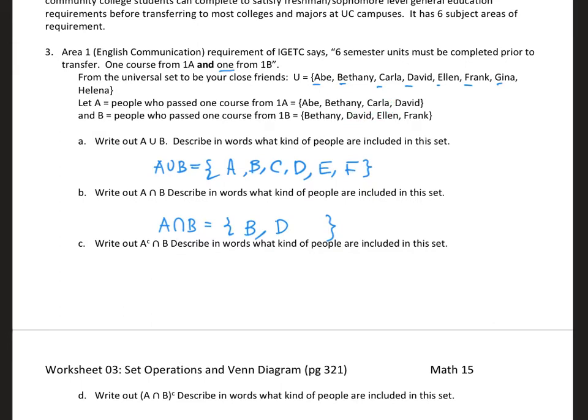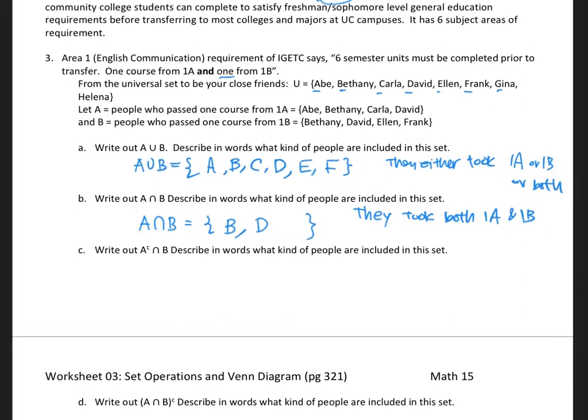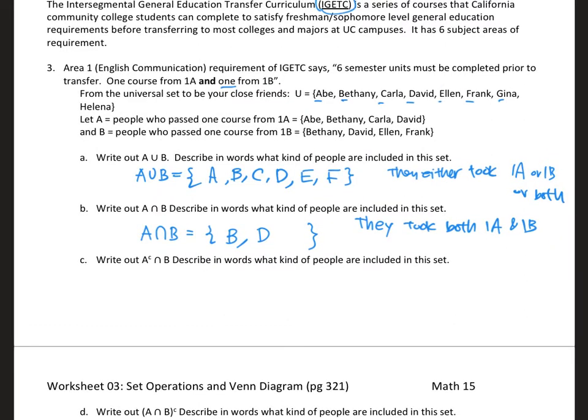So I'm sorry, let's go back to A. Describe in words what kind of people. So they either took 1A or 1B or even both. Here for part B, the intersection, they took both classes, both 1A and 1B. So according to the English 1C requirement, they actually satisfy the condition.